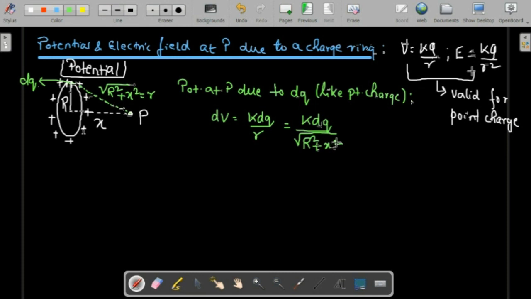Now if I want to find out the total potential, V total, what we can do here is divide this into small pieces, dq, dq, dq, dq, all will be dq. Then I'm going to add them up. But we know if it is continuous, we don't use addition, we use integration.